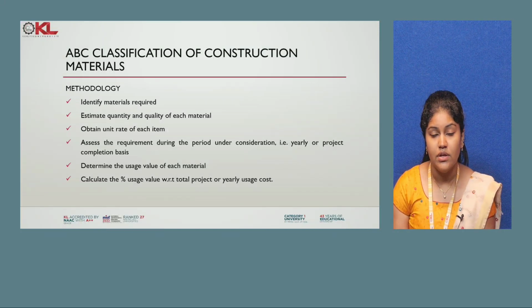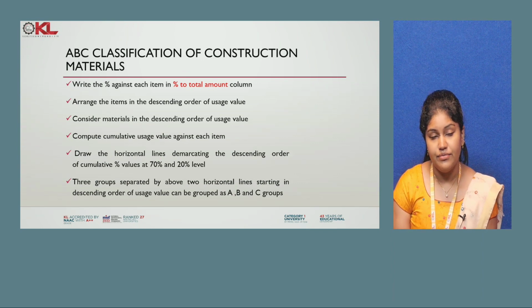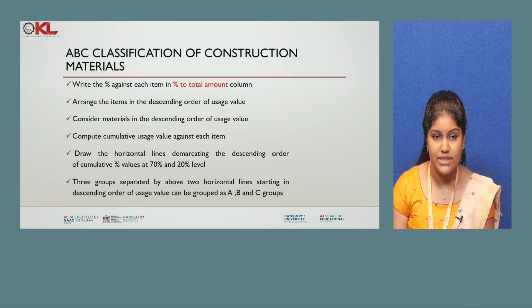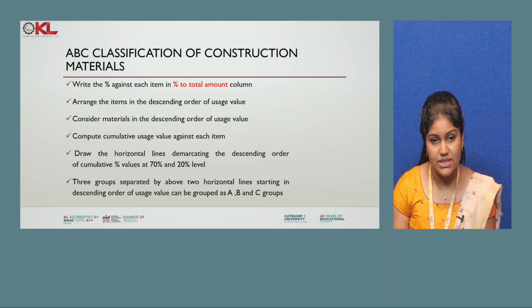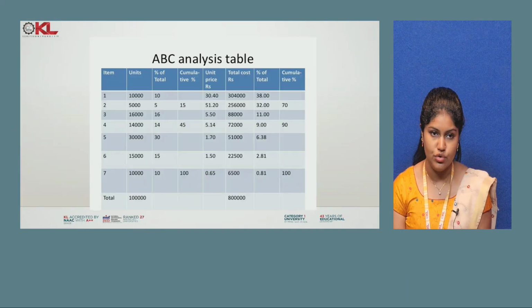We have to assess the requirement during the period under consideration, determine the usage value of each material, and calculate the percentage usage value with respect to total project or yearly usage cost. After that, write the percentage against each item as a percentage of the total amount, arrange the items in descending order of usage value, compute the cumulative usage, and finally draw the horizontal lines demarcating the descending order of cumulative percentage value. The 3 groups separated by the 2 horizontal lines, starting in descending order, show the ABC groups.